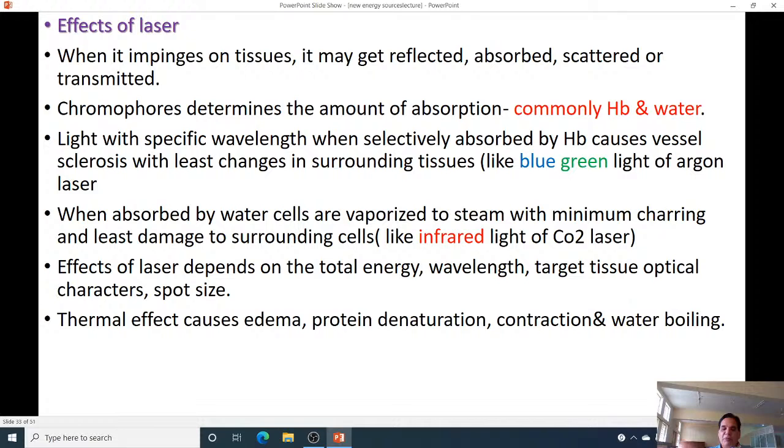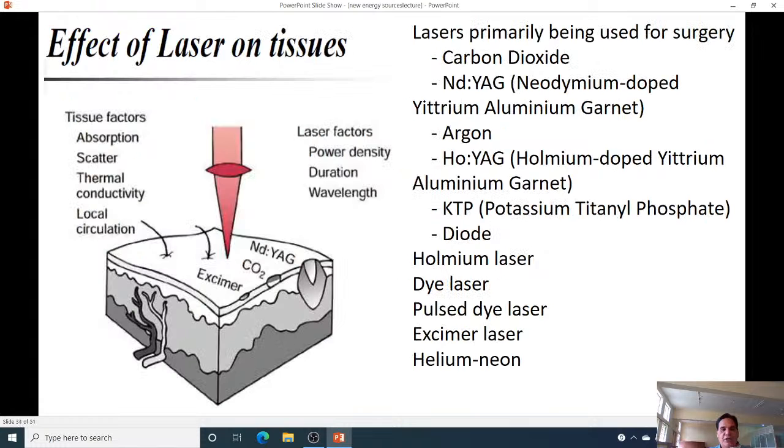Again, the effect of laser depends on total energy, wavelength and target tissue. This is controlled by boiling or protein denaturation. So the effect of laser, you can see, is the depth, the different types of laser. Tissue factors are absorption, scattering, thermal conductivity, local circulation.